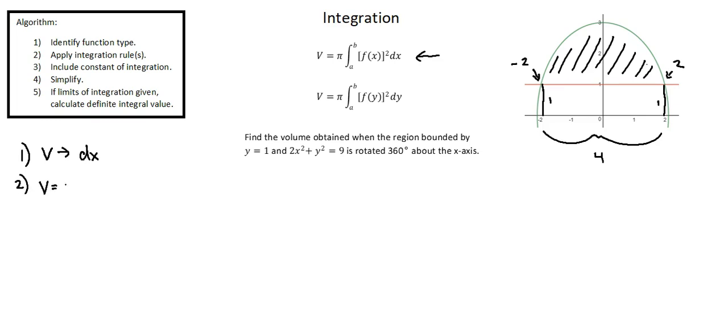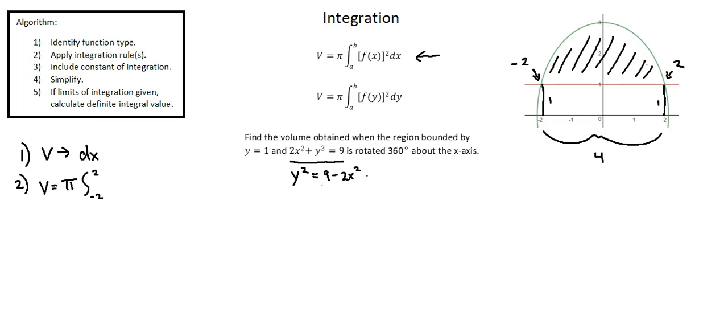Volume equals pi times the integral of, our interval is negative 2 to 2. Those are the two intersections of the functions that we're working with. The function which is the upper boundary is 2x squared plus y squared equals 9. We want to set that so that it is a function with respect to x. I'll use algebra to get to y squared equals 9 minus 2x squared. Now from here, I'm not going to further simplify. I'm not going to calculate y.